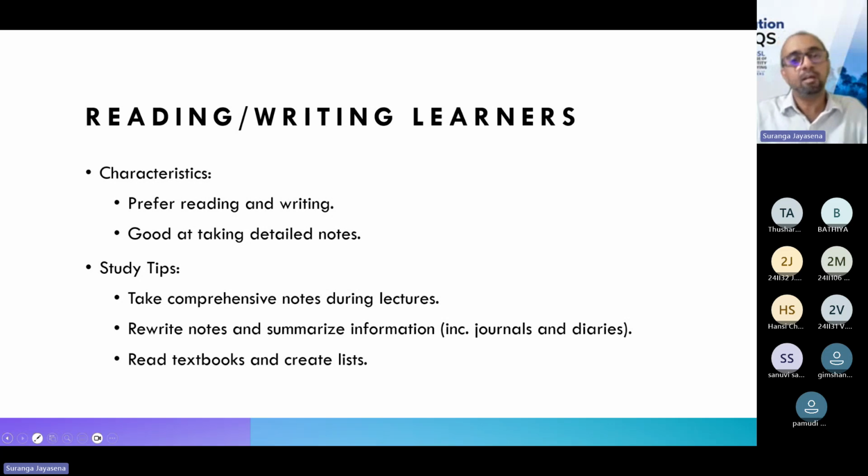Right. So generally, if you are a reading and writing learner, you will know that you are good at taking detailed notes, right? Very comprehensive notes. So if you are a reading and writing learner, these are a few tips actually. Of course, I cannot cover everything, but a few tips I collected here. Make sure that you take comprehensive notes during lectures. So if you are an auditory learner, don't focus on taking comprehensive notes, right? But focus a lot on listening.